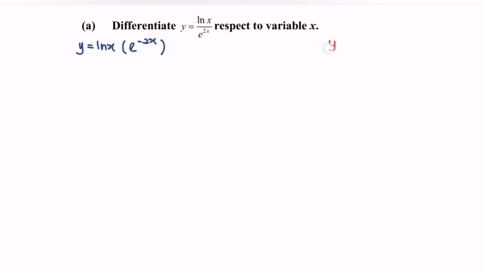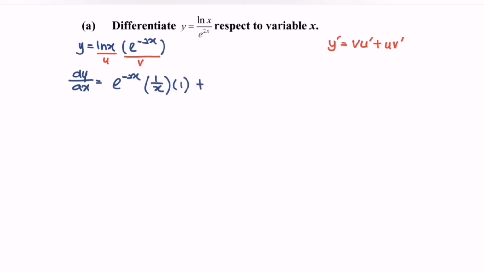So where we have y prime is equal to v multiplied with u prime plus u multiplied with v prime. So let ln x be u, followed by v. Differentiate the equation with respect to x, where we have dy/dx is equal to v, where we have e to the negative 2x, multiplied with u prime, which is 1 over x, plus u, so ln x, multiplied with v prime.